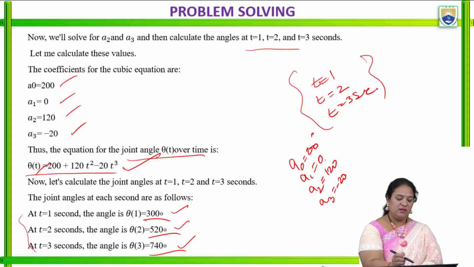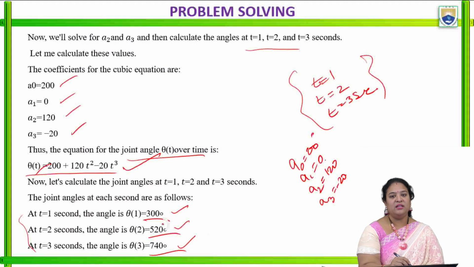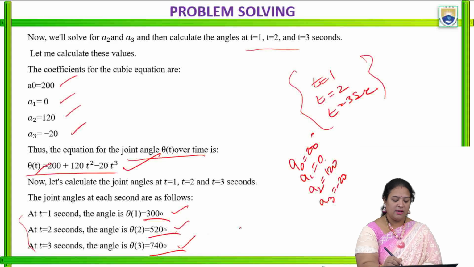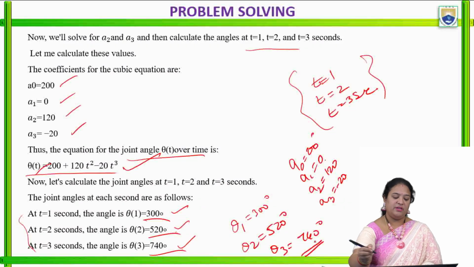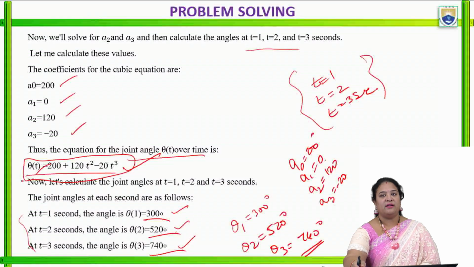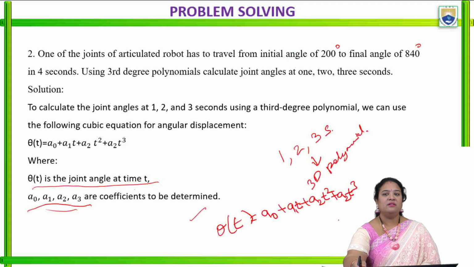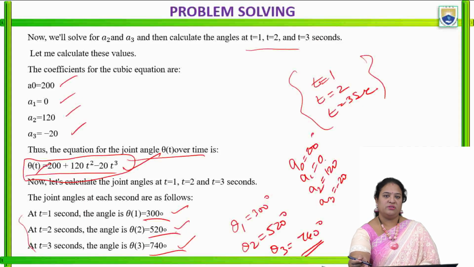Substituting these values here, theta 1 is equal to 300 degrees, theta 2 is equal to 520 degrees, and theta 3 is equal to 740 degrees. Clear? When we substitute into this particular equation, we get these angles. That is, at t equal to 1, 2 and 3 seconds, we have calculated the joint angles with the help of the third degree polynomial equation.